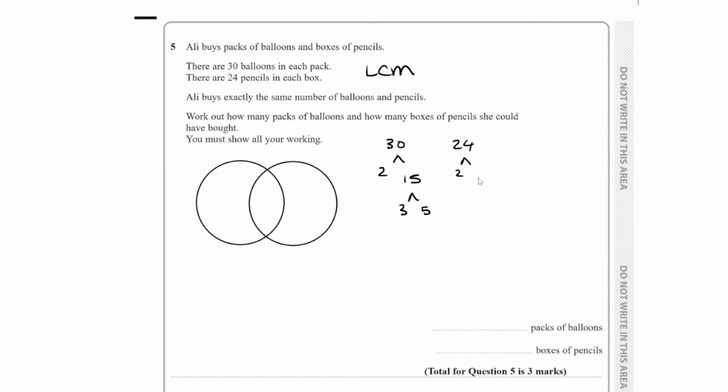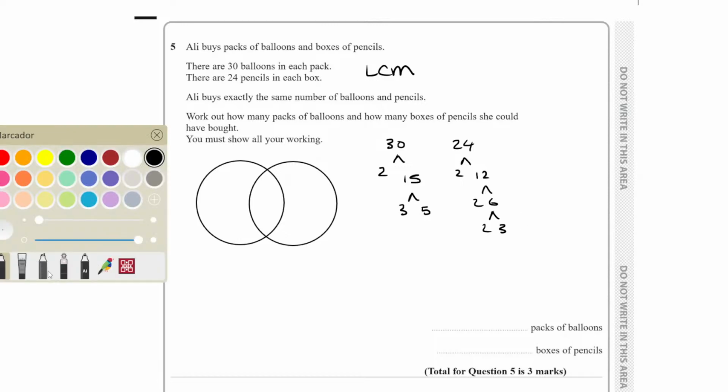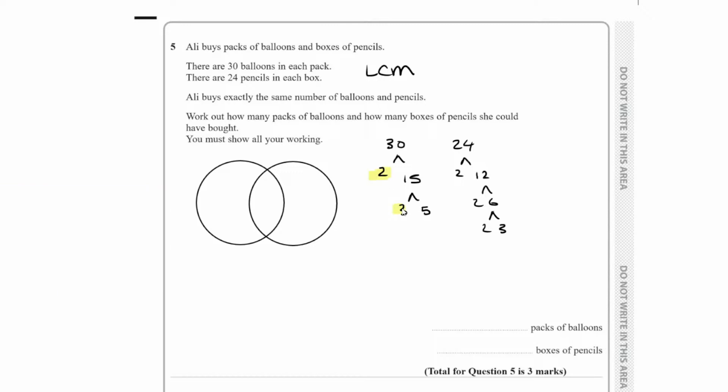24, again, I'll start with 2, we get 12, 2 again, we get 6, 2 again, we have to get 3. So we've got 2, 3 and 5, and then 2, 2, 2 and 3. In my Venn diagram, let's say this side is 30, this side is 24. In the middle, you start with the middle.